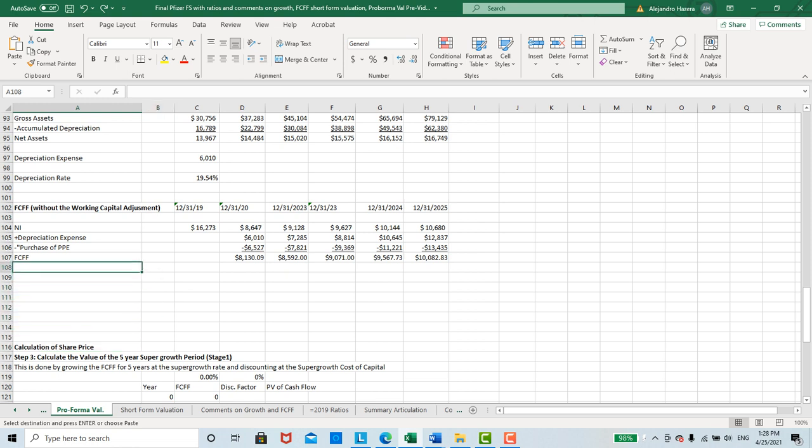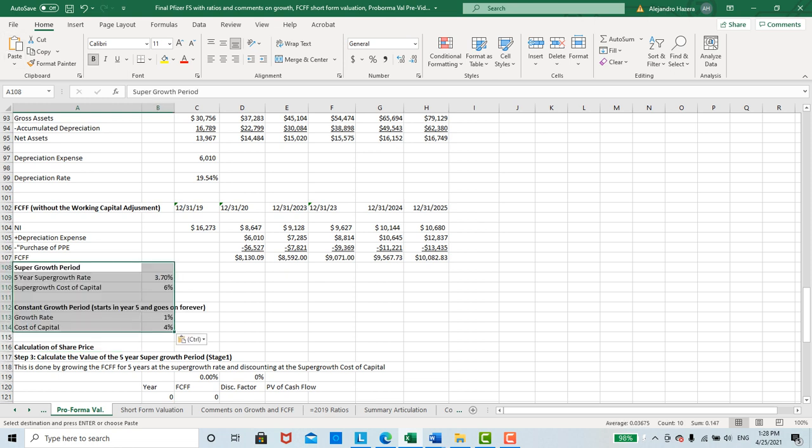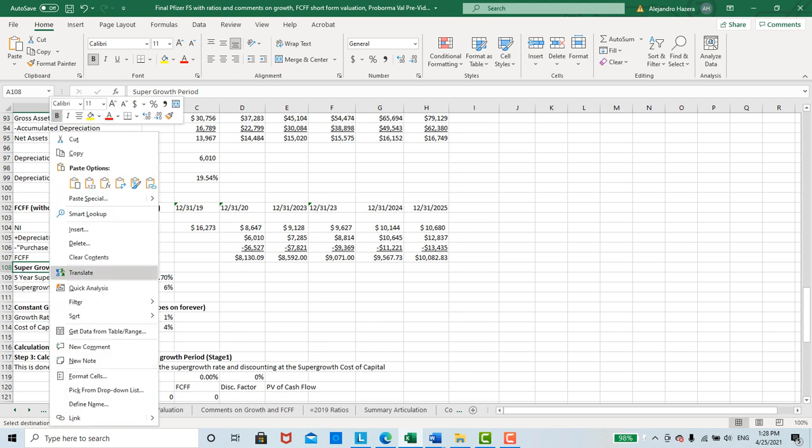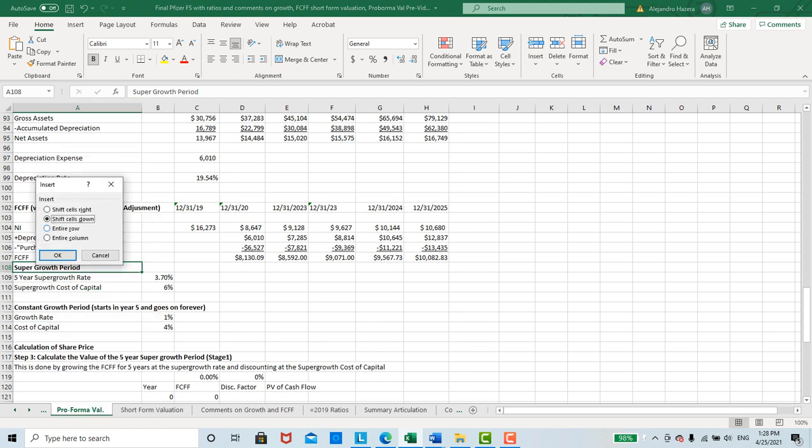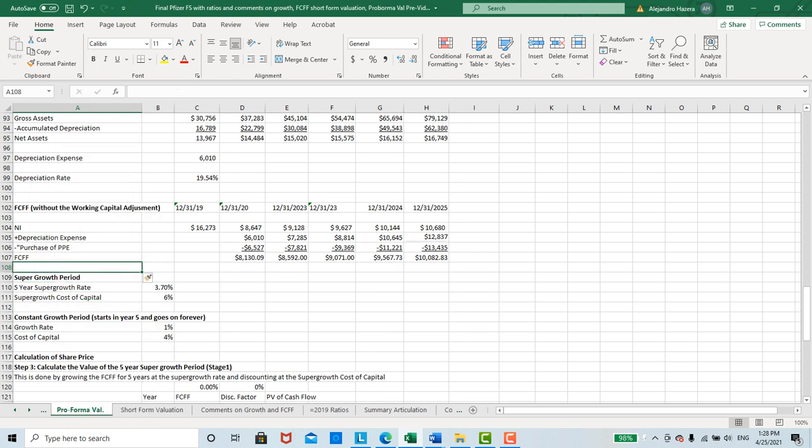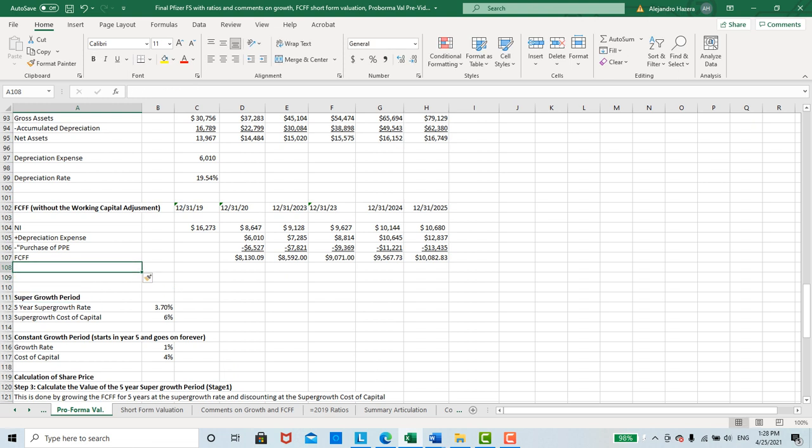Right there. I don't know if I left myself enough space. We'll put some rows in here, rows in there, and then I will move this here.